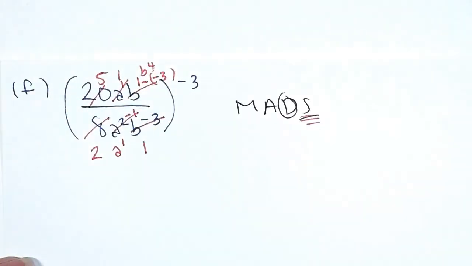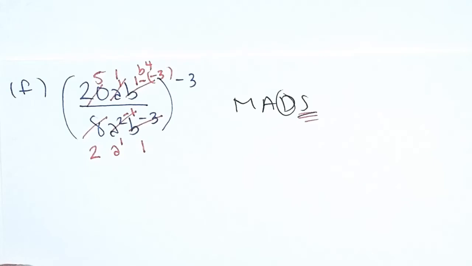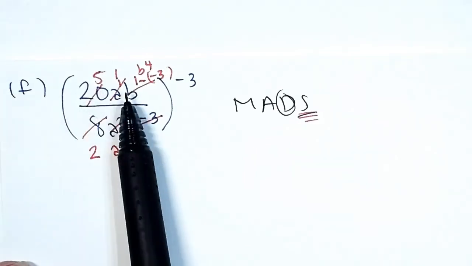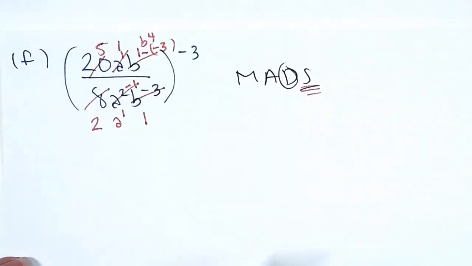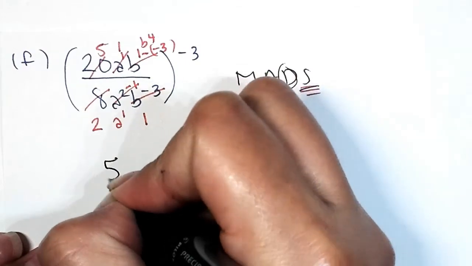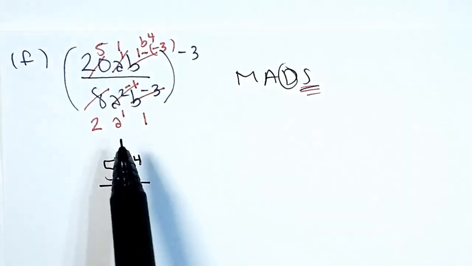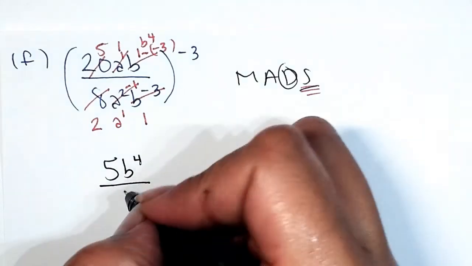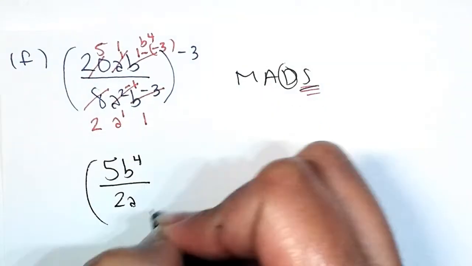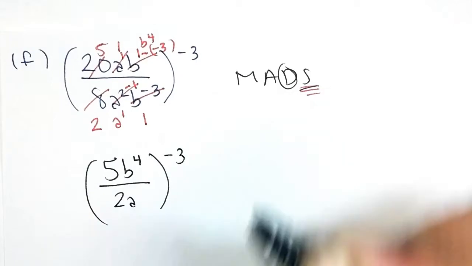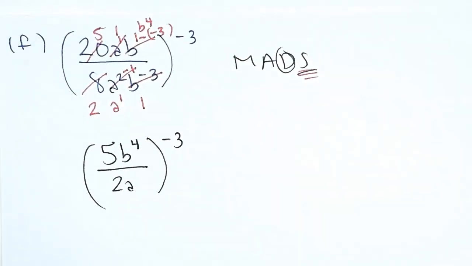Okay, and then copy your results. In the numerator, we're left with the product of 5, 1, and these 4 b's. So let's write it, and that will give us 5 times b to the 4th, all over the product of 2a and 1, or just 2a. So it's like, oh, I can breathe. I know, cool. So now, do what you gotta do.